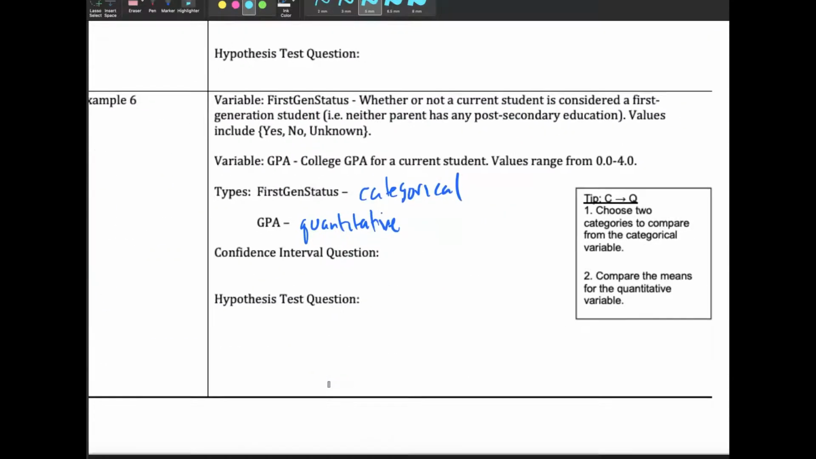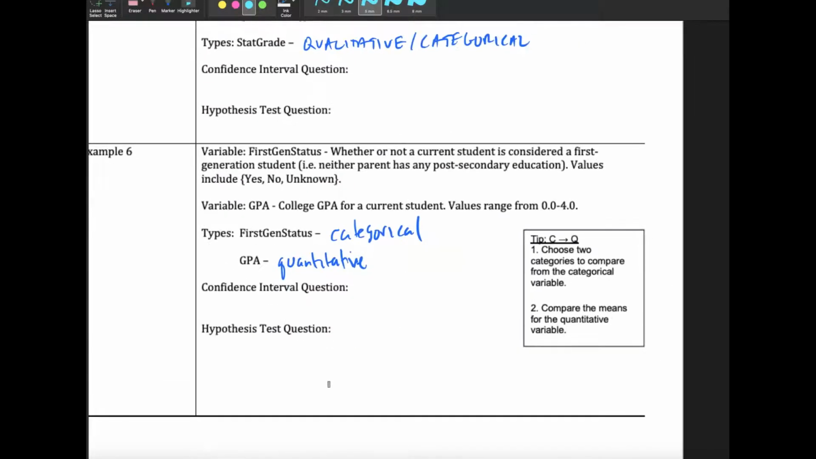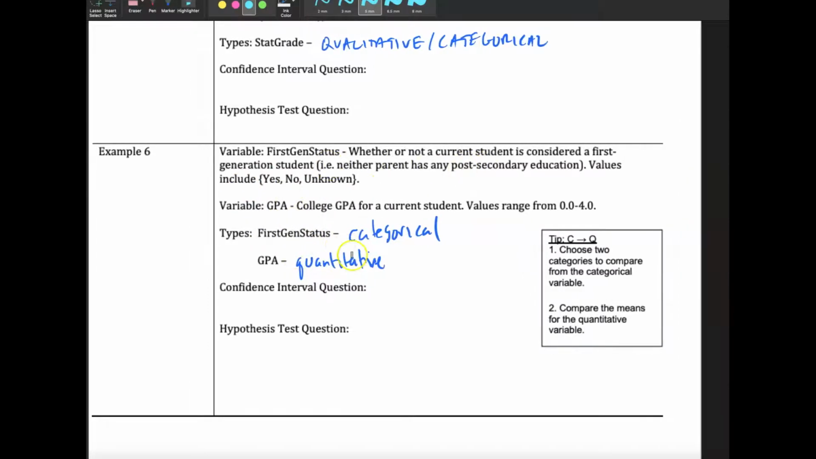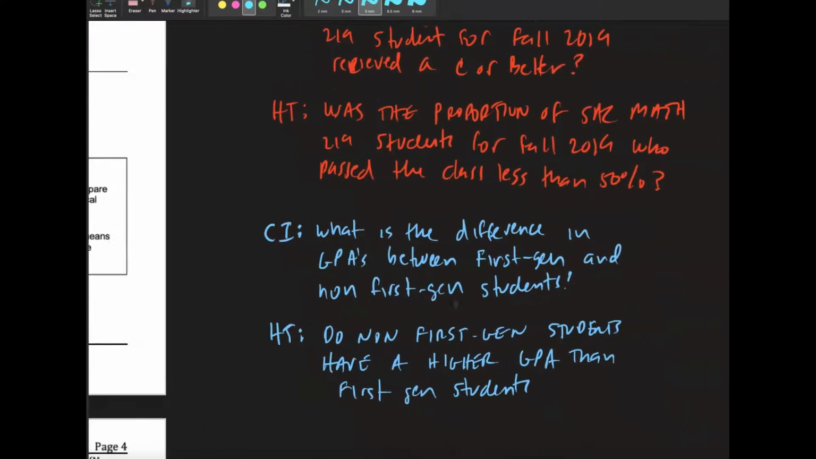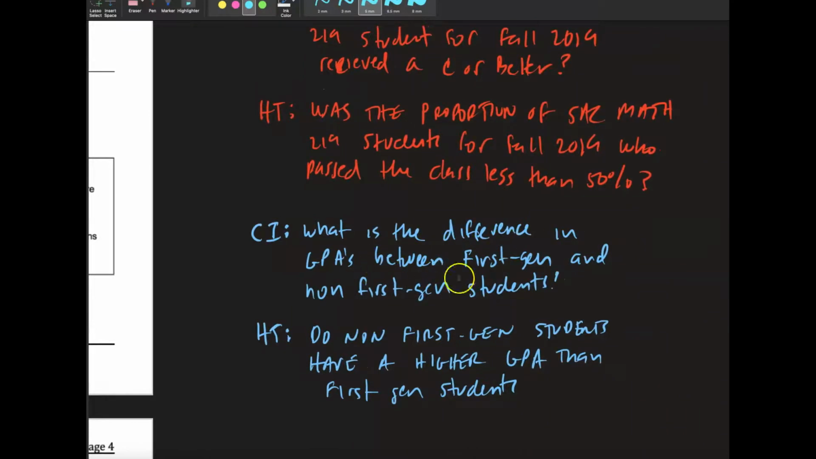Let's take a look at one more. Here we have two variables, a categorical and a quantitative. So what kind of confidence interval do we write? Keep in mind that you want to choose two of the categories to compare. Notice in the categorical, we have first generation status, and your GPA is quantitative. What would those look like? What is the difference in GPAs between first gen and non-first gen students? We're going to compare the GPAs and see what the difference is between them.